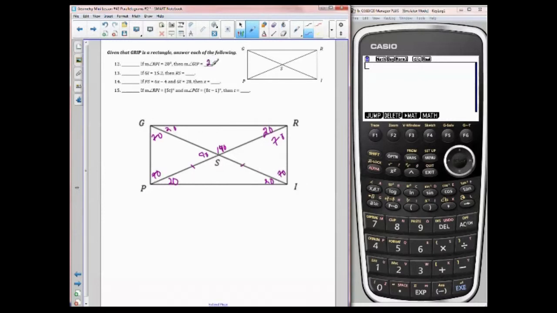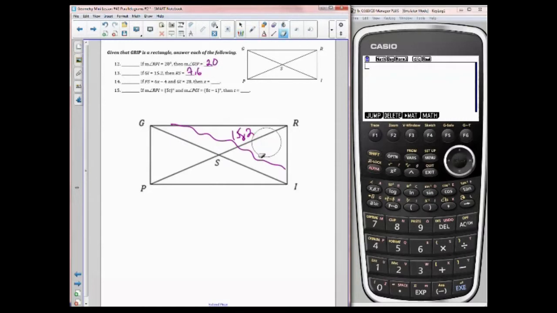All right? If GI is 15.2, GI is 15.2, this whole thing right here. Let me erase all this. So we got 15.2. This whole thing is 15.2. Then RS, which these are congruent, is going to be half that. That's going to be 7.6. So this is 7.6.